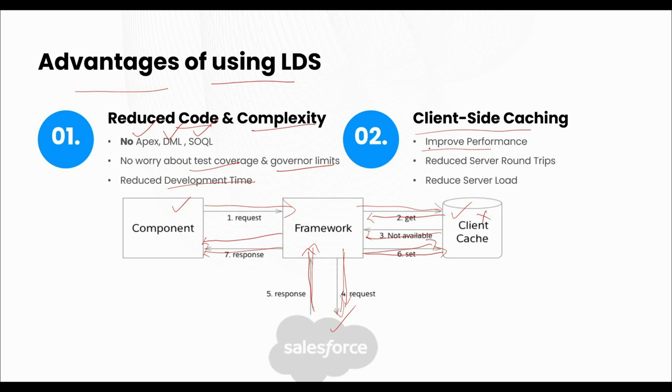So that's why we can say if we use LDS to work with Salesforce data, then our component performance will be better and server round trips will be reduced. And due to fewer hits on server, load will also get reduced, right? So that's why in LWC, it is always recommended to use Lightning Data Service wherever possible.